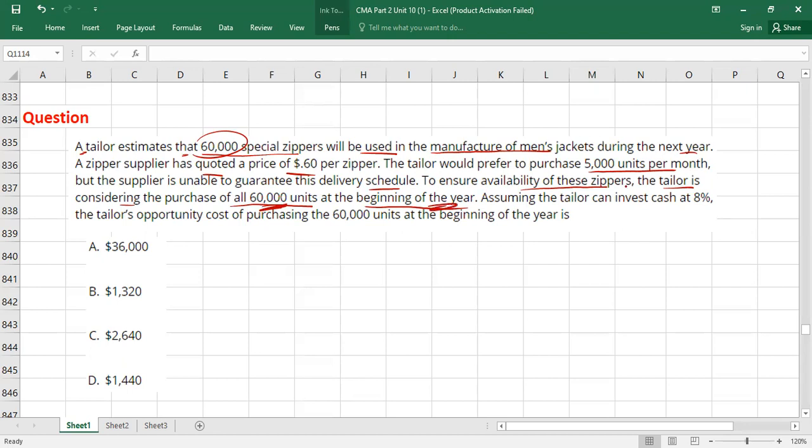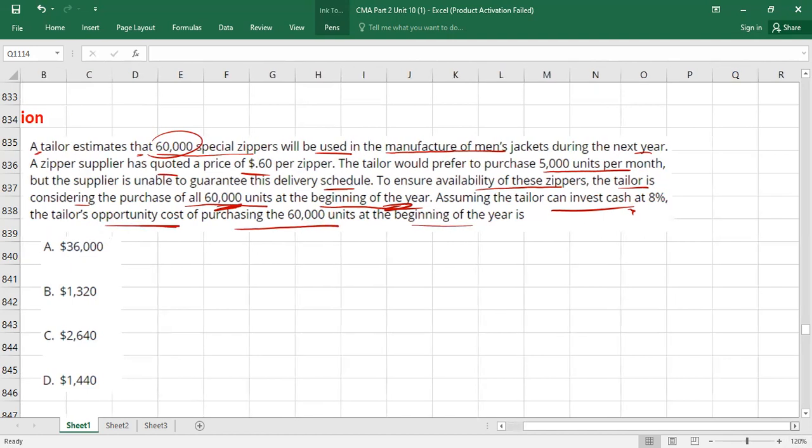Assuming the tailor can invest cash at 8%. They're saying, assume the tailor can invest cash, because you need 5,000 only in the month of January, for example, in the first month, but you are buying 60,000, right? It means you are investing extra money in 55,000 zippers, right? And that money could have been invested somewhere else, and there you can earn 8% profit. So assuming the tailor can invest cash at 8%, the tailor's opportunity cost of purchasing 60,000 units at the beginning of the year is, so this is how you have to calculate.